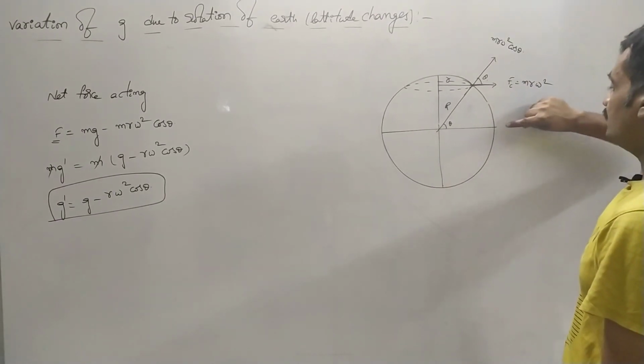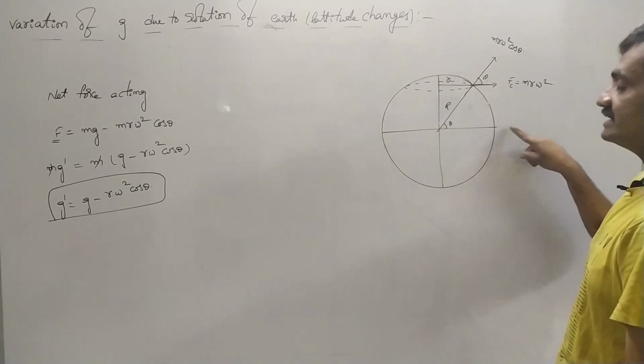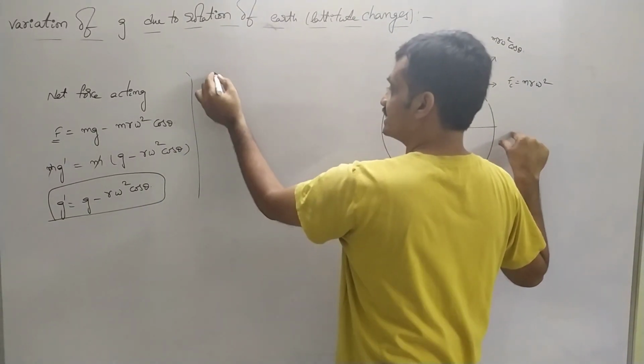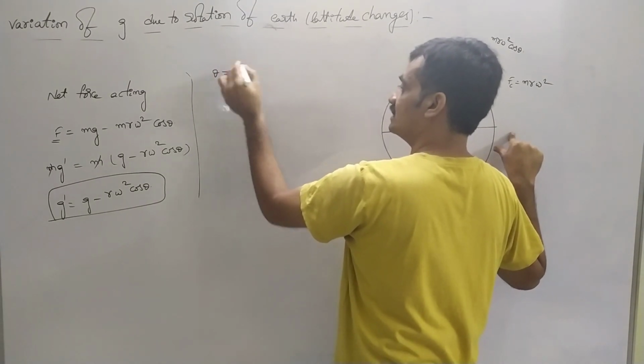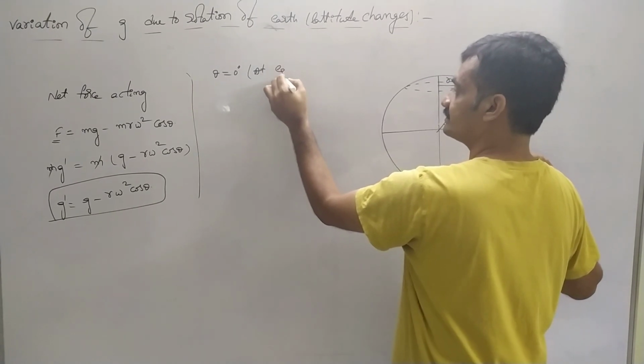When we consider the body at the equatorial line, then the angle is theta equals 0 at the equator.